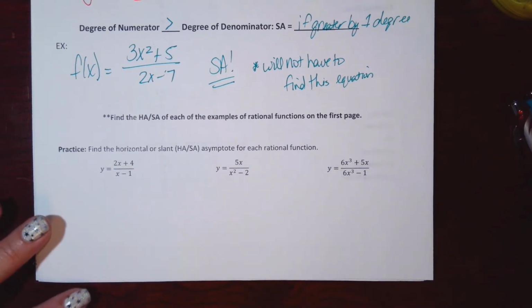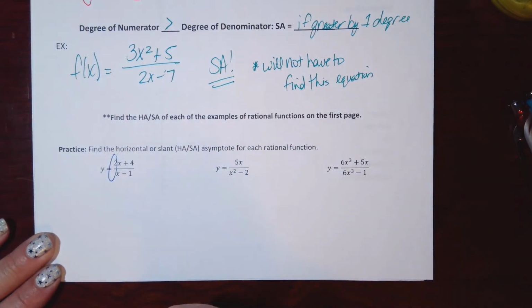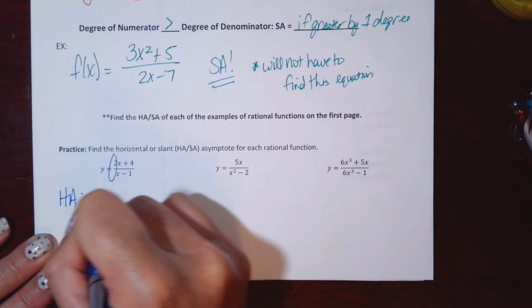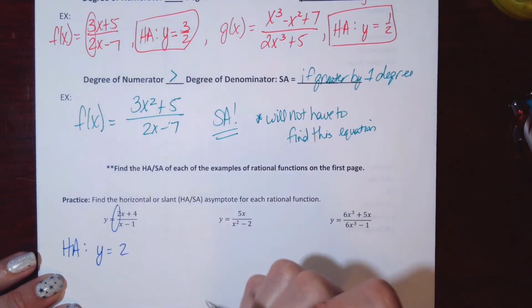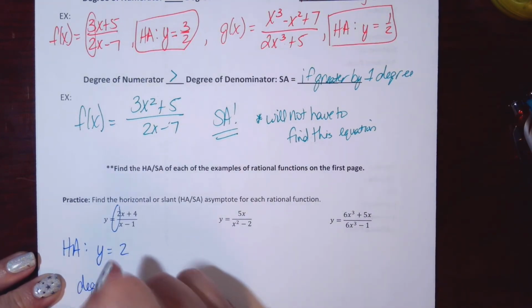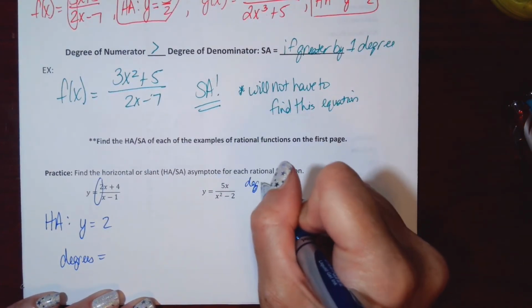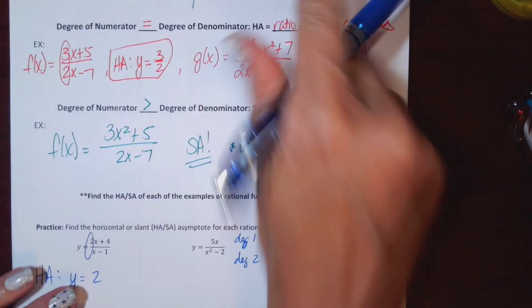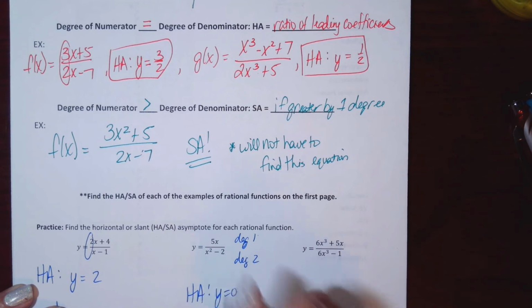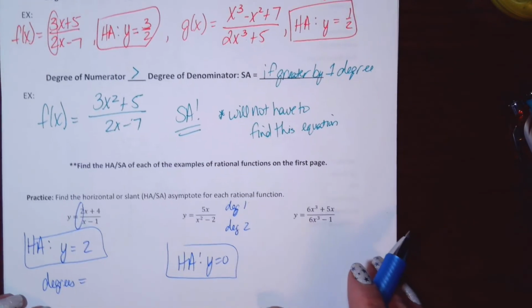So let's compare the degree of the numerator to the degree of the denominator. Here, those degrees are the same. So we look at the ratio of our leading coefficients. I'm going to have a horizontal asymptote at y equals 2 over 1, which is just 2, because the degrees are the same. Right here, the degree of my numerator is 1, the denominator is degree 2. The degree of the numerator is less than the degree of the denominator. When that happens, I have a horizontal asymptote at the x-axis. So the degree of the numerator is less than the degree of the denominator.